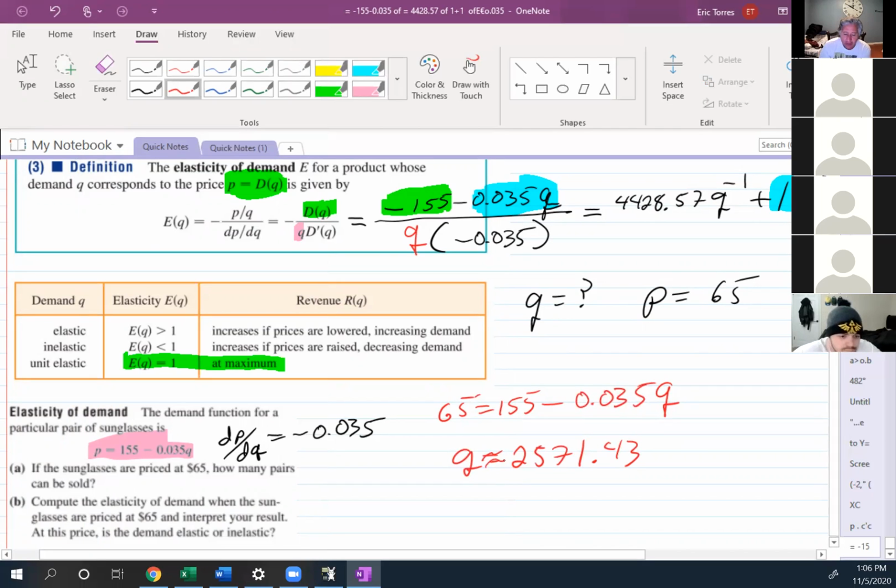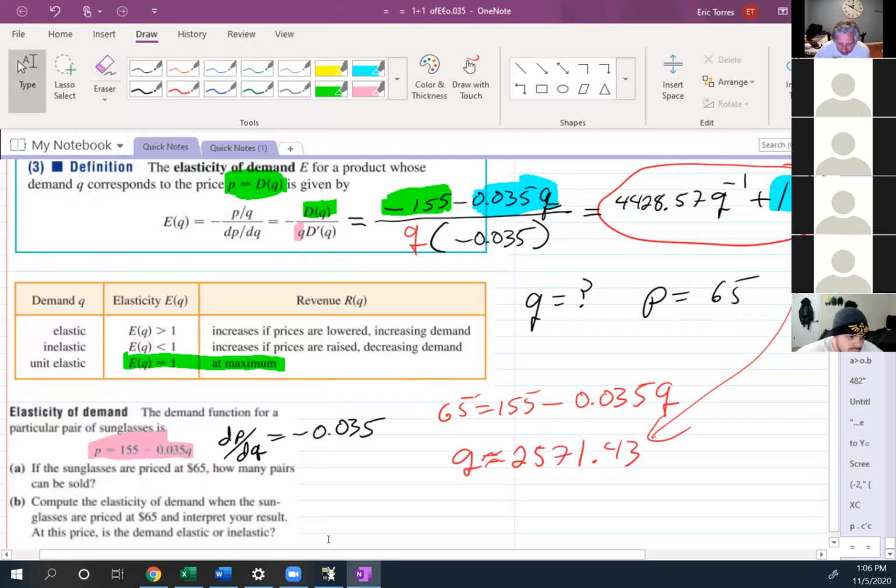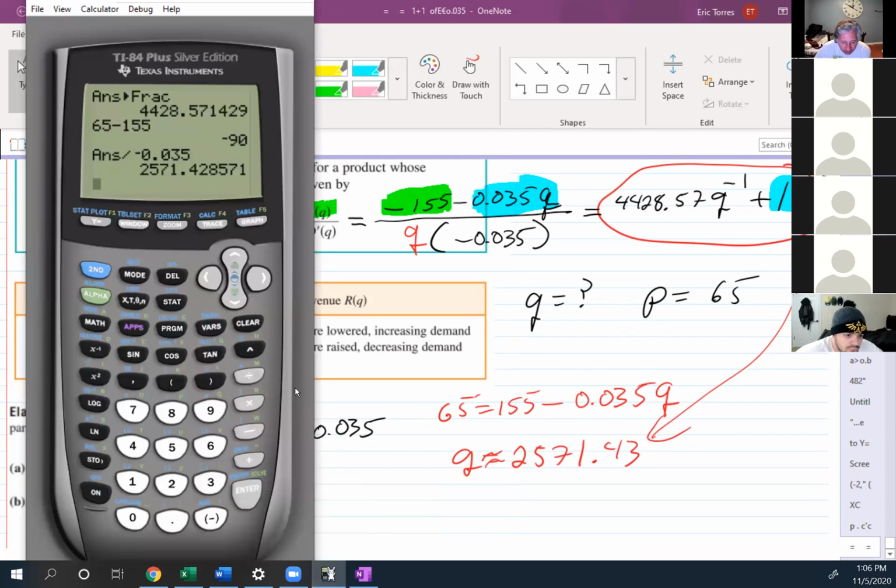Okay, so we're now going to calculate the elasticity by using this function for this quantity. So here we go. I'm actually going to store this as X because I'm lazy. That way I don't have to type it in. And then I have 4428.57 times Q to the -1, or simply divided by Q. In this case, divided by X, plus 1.